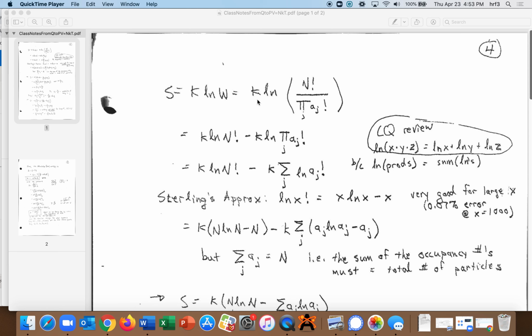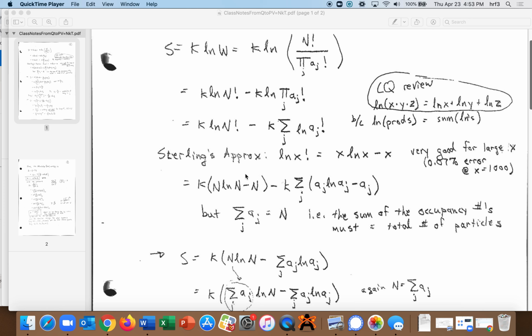And we showed in class on Monday that that's k ln of N factorial over the product of the a_j's, where a_j is the occupancy of state j. Okay, so just doing some math here. By the rules of logarithms, the logarithm of a ratio is the difference of the logarithms. And also by the rules of logarithms, the logarithm of a product is equal to the sum of the logarithms. So far this is all exact.